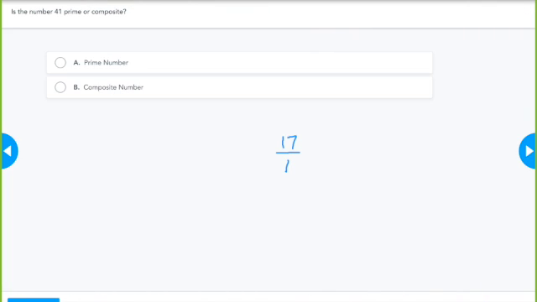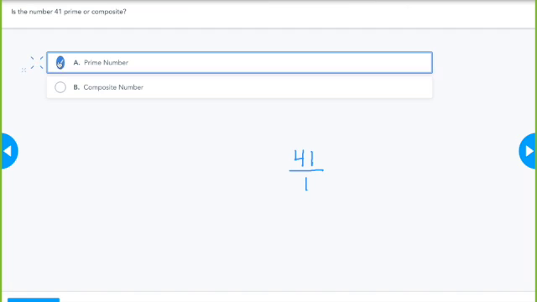Okay, let's try out one more example. Right here we have the number 41. Is 41 a prime number or composite? If we're checking whether 41 is a prime or composite number, 2 doesn't work, 3 doesn't work, 4 doesn't work, 5 doesn't work. No numbers work to divide 41 other than the number 1. And because the number 1 is the only one that can divide 41, we have to say that 41 is a prime number.